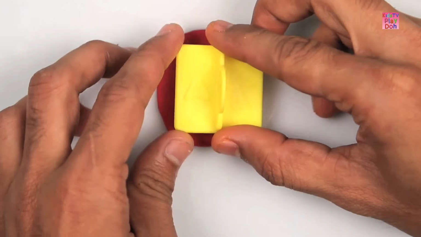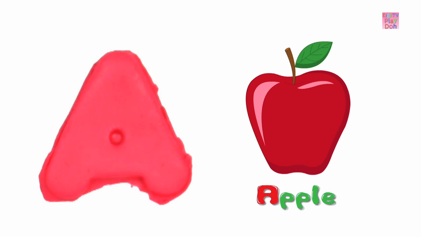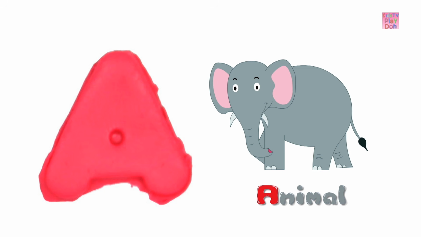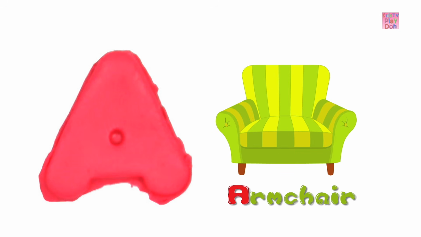Here comes the letter A. A. A is for apple. Apple. A is for ant. Ant. A is for animal. Animal. A is for armchair. Armchair.